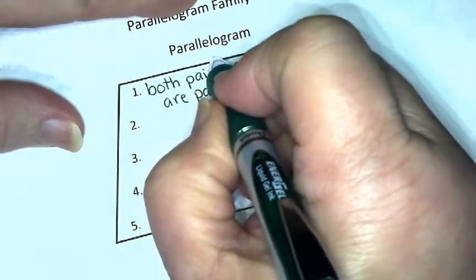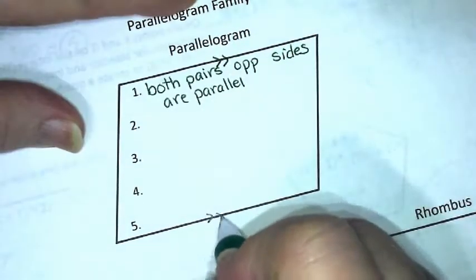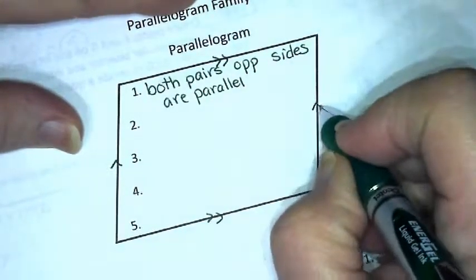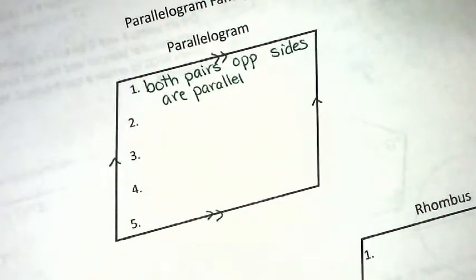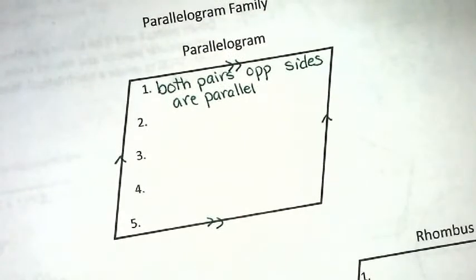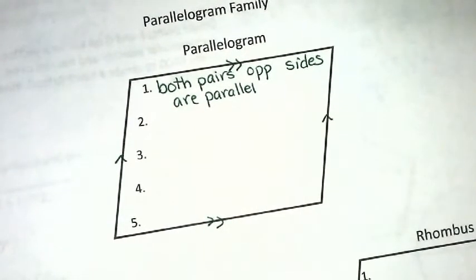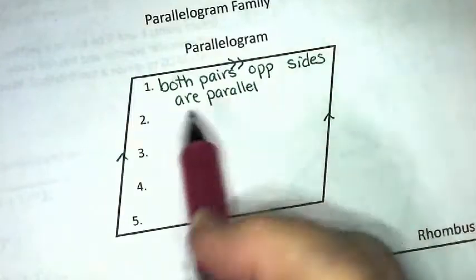So number one is the definition of a parallelogram. It says that both pairs of opposite sides are parallel. So that means if I'm looking at my figure, I know that these two are parallel and these two are parallel. That's a characteristic of a parallelogram. And all of the things we've learned in the past about parallel lines apply here. When you think about alternate interior angles and same side interior angles, those all apply.